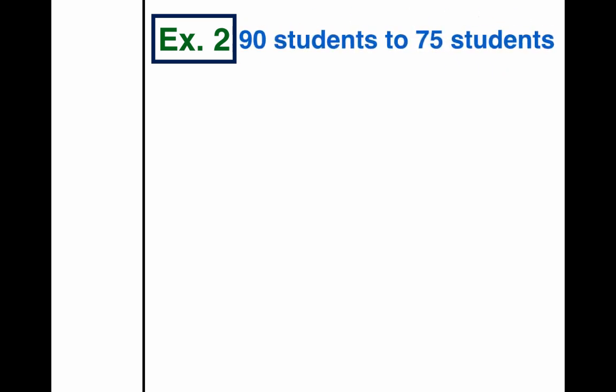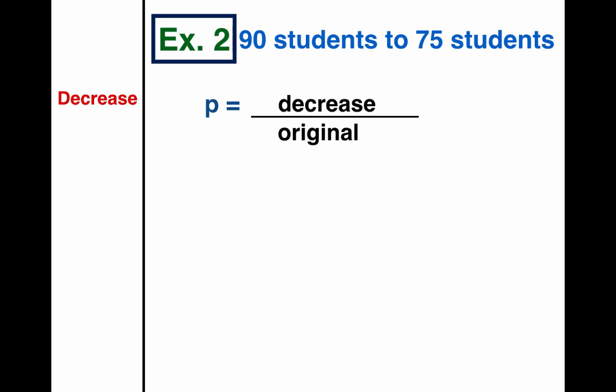Okay, let's do another problem, example 2. Let's say there were 90 students in a grade, and it went down to 75 students. Well, just saying it went down is a big clue there that it's a decrease problem, 90 to 75. So we're going to use the decrease formula. P equals decrease over original. Now, originally there were 90 students. That's what you started with. But it dropped to 75, so that's a drop of 15. So minus 15, they went down 15 students.